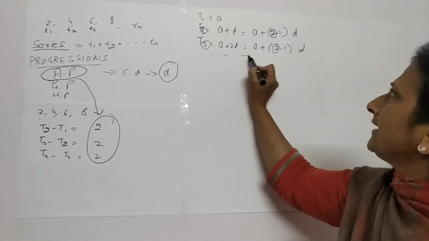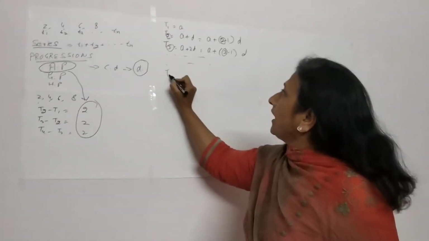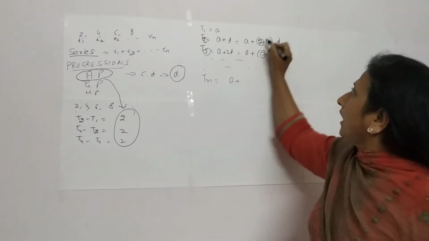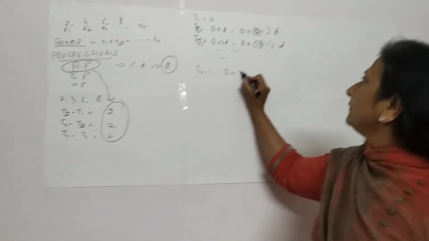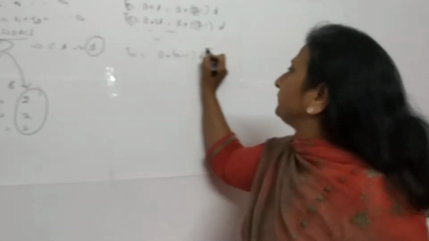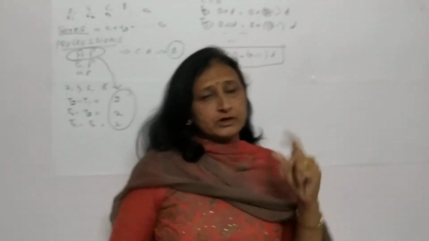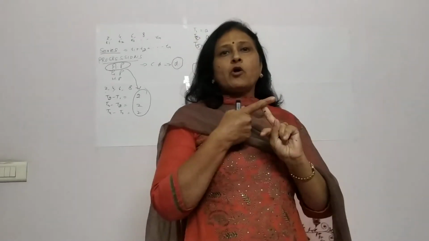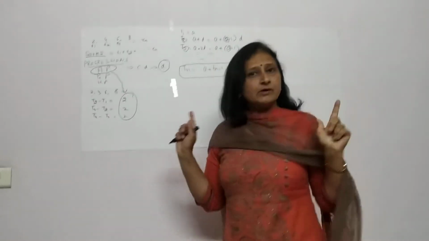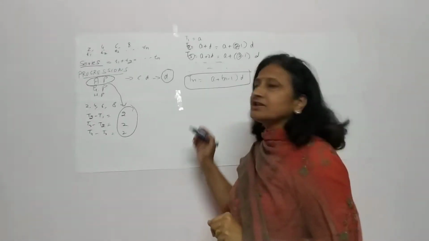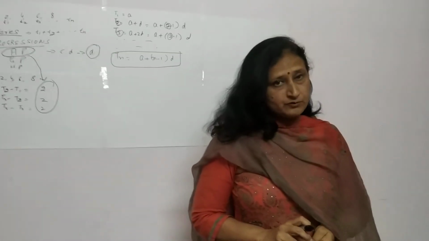So continuing like this, we can find the nth term, and Tn, on observing this pattern, comes out to be A plus (n minus 1) into D. So, if we have to find any term of an AP, we should know two things: we should know the first term and we should know the common difference, then we can find any term of an AP. Right? Now, next I shall be taking up how to find the sum of n terms of an AP.